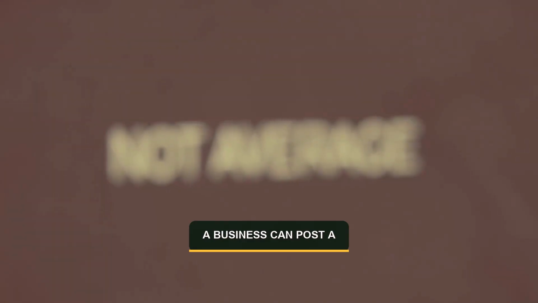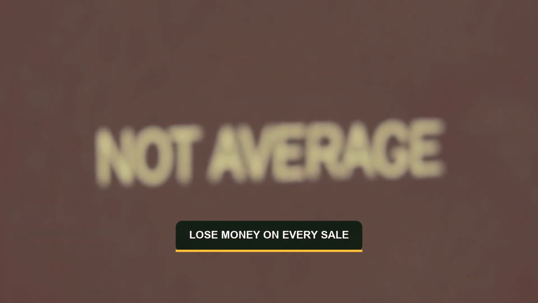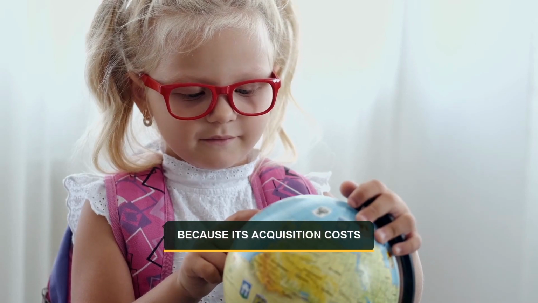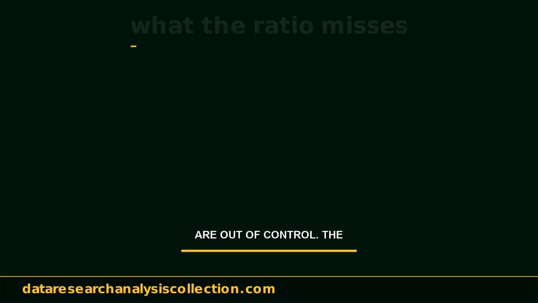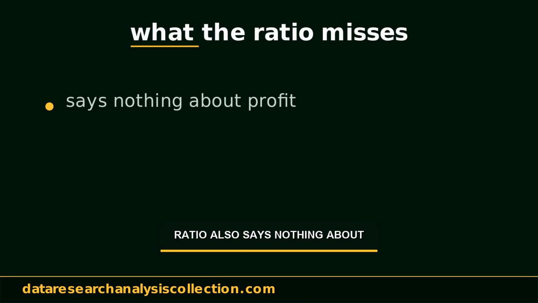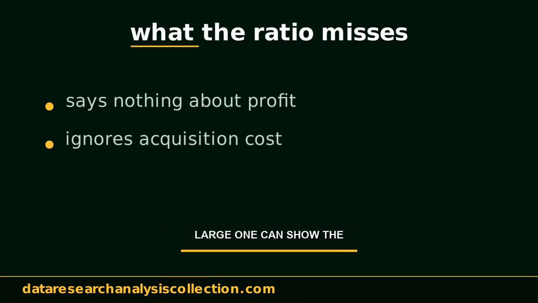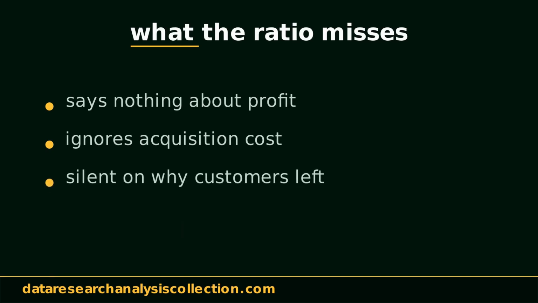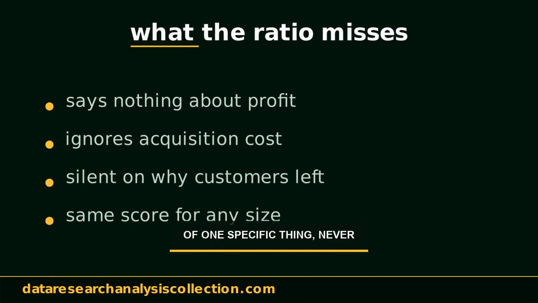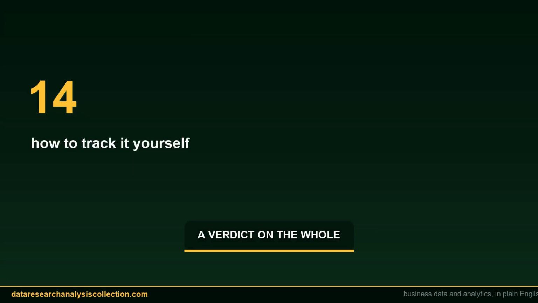A business can post a lovely quick ratio and still lose money on every sale because its acquisition costs are out of control. The ratio also says nothing about size. A tiny business and a large one can show the exact same reading. It is one honest gauge of one specific thing, never a verdict on the whole business.